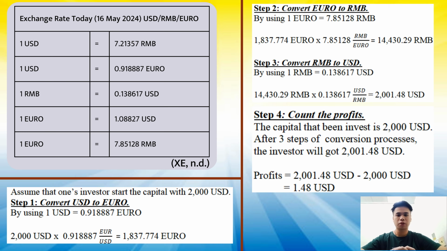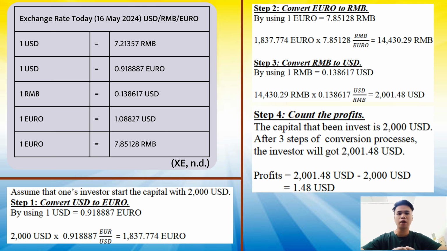Looking through an example, assume that one investor starts with a capital of 2000 USD. Multiply the capital by the conversion rate from USD to euro, and we get 1837.77 euro. Then we convert euro to renminbi, multiplying by the answer that we got in step 1, and we get 14,430.29 renminbi. Then we convert renminbi to USD, multiplying 14,430.29 renminbi by the rate, and we get 2001.48 USD.